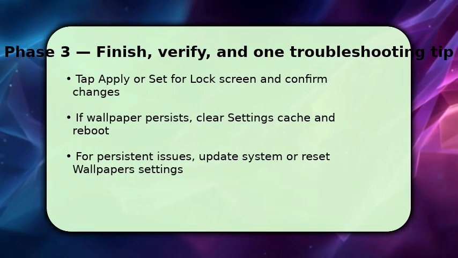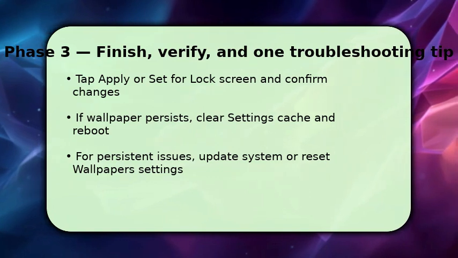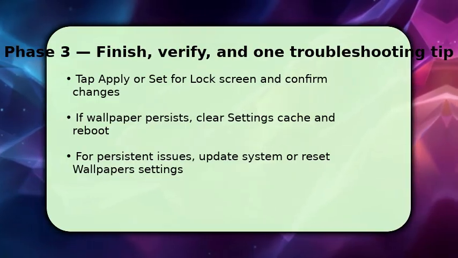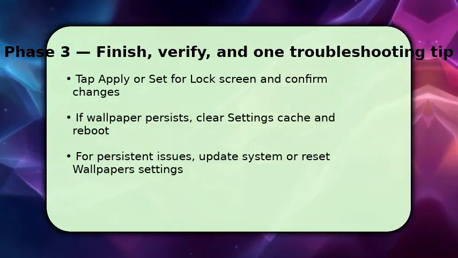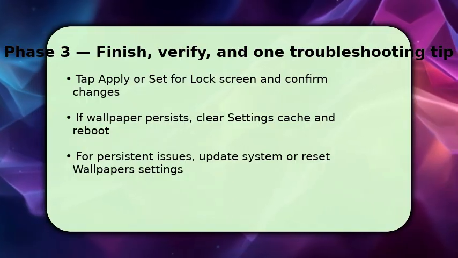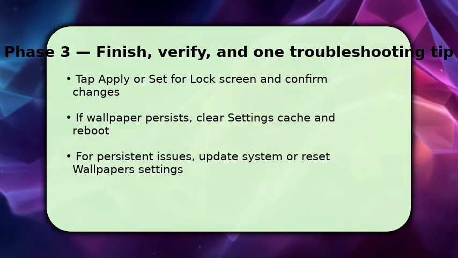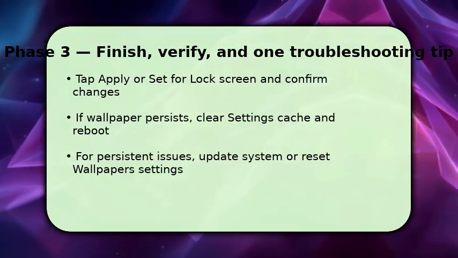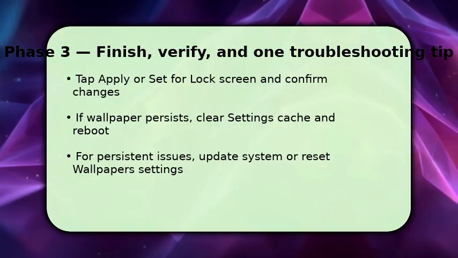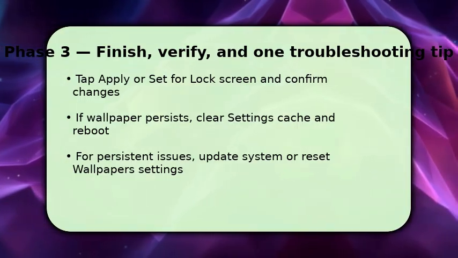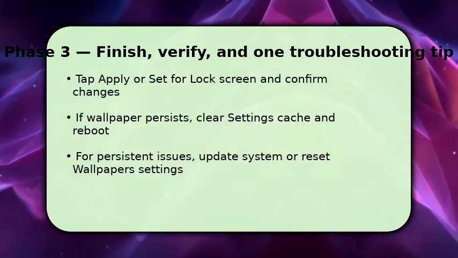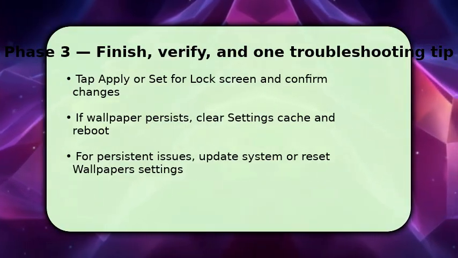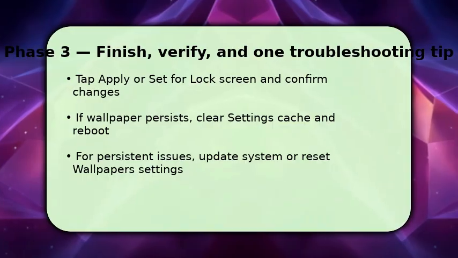Finish by tapping Apply or Set for Lock Screen, then lock and wake the phone to verify the image changed. If the old wallpaper persists, clear the Settings app cache. Settings, App Storage, clear cache, then reboot. Make sure to update system software too, because bugs in the skin can lock images. If problems continue, reset wallpaper settings or boot into safe mode to check for third-party launcher interference. This isolates whether an app is forcing the wallpaper.